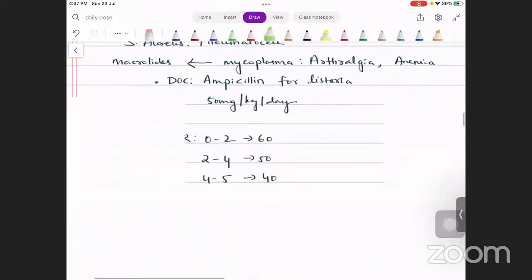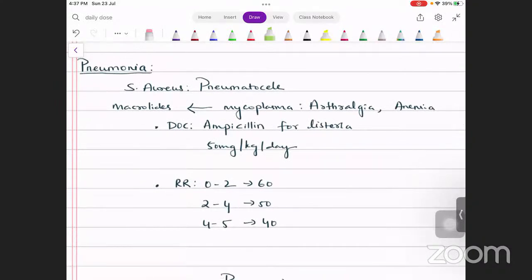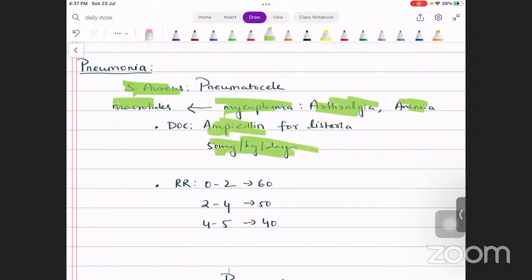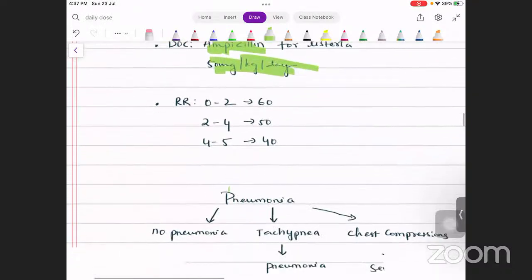Then pneumonia. Staph aureus is the most common cause. Apart from that, you may see mycoplasma, which is responsive to macrolides, and mycoplasma can produce arthralgia and anemia. Drug of choice for listeria is ampicillin, 50 mg per kg per day. Respiratory rate cutoffs: 0 to 2 months is 60, 2 to 4 is 50, and 4 to 5 is 40.